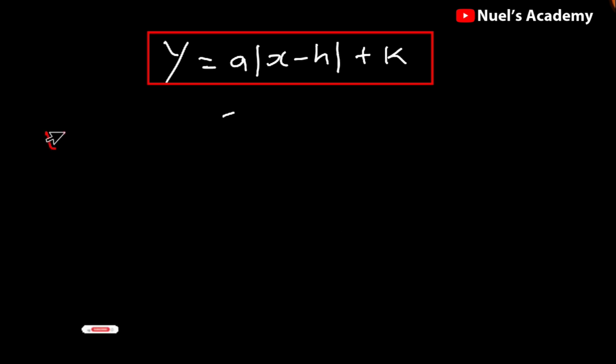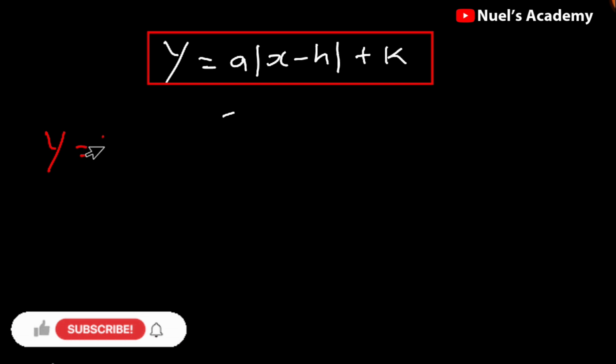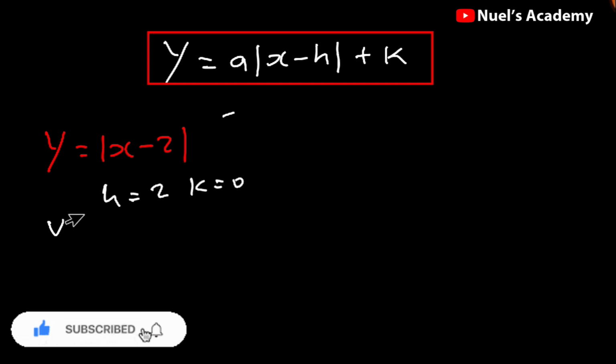So let's graph this function y is equal to the absolute value of x minus 2, and in turn find its domain and range. So again, if you compare this function to this, we see that here h is equal to 2 and k is equal to 0. So the vertex is going to be (2, 0). Now we know that x is equal to 2 and y is equal to 0.